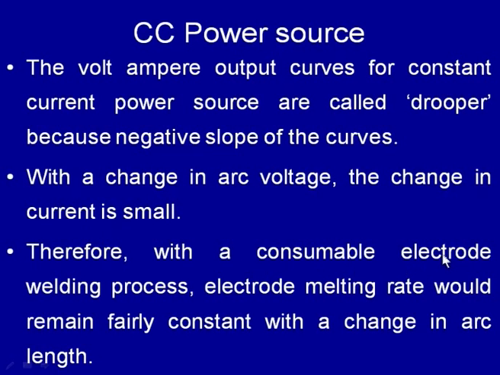and therefore, with consumable arc welding processes, the electrode melting rate would remain fairly constant with the change in the arc length, because heat generation is governed by the welding current, and the welding current remains constant even with the change of the arc length. That is why the electrode melting rate would remain fairly constant.